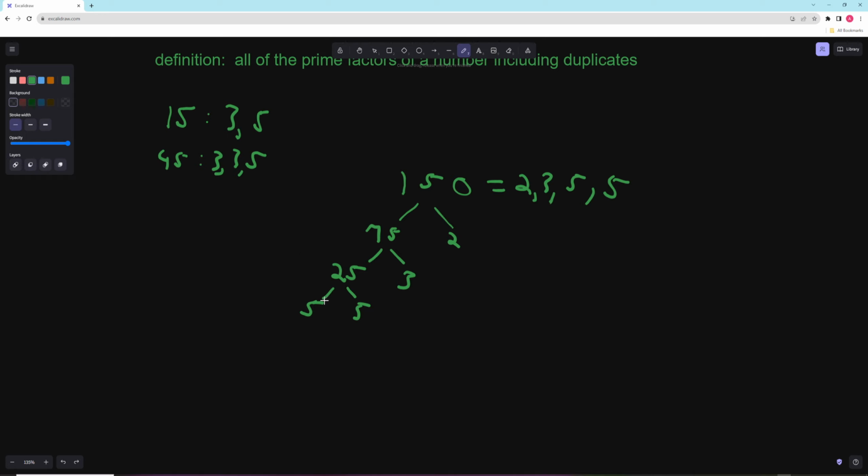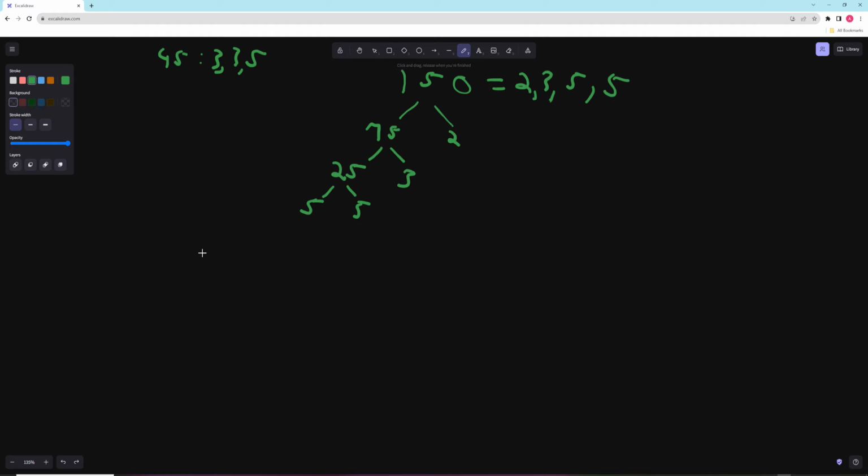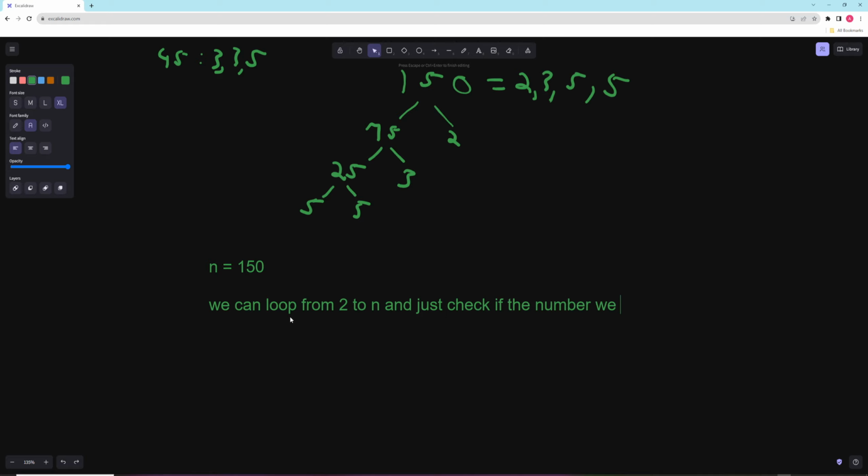So we're going to talk about a brute force way, and then we'll talk about an optimized way. So the brute force way is, let's say we take some number, let's just say 150. What we can do is loop from 2 to n and just check if the number we're on is a factor. If it is, divide and store as much as we can. So what's that going to look like? Well, let's take a look.